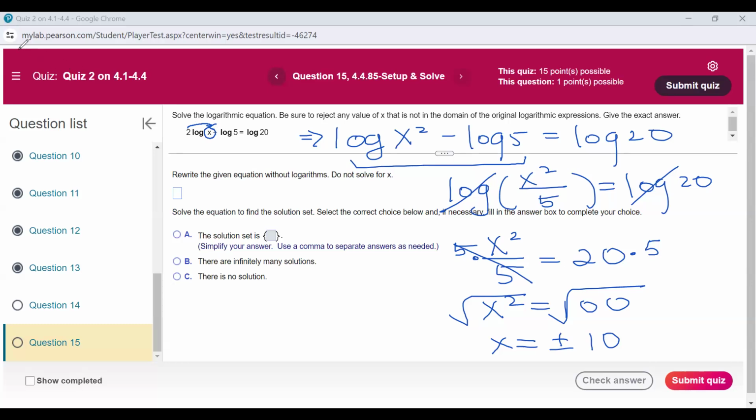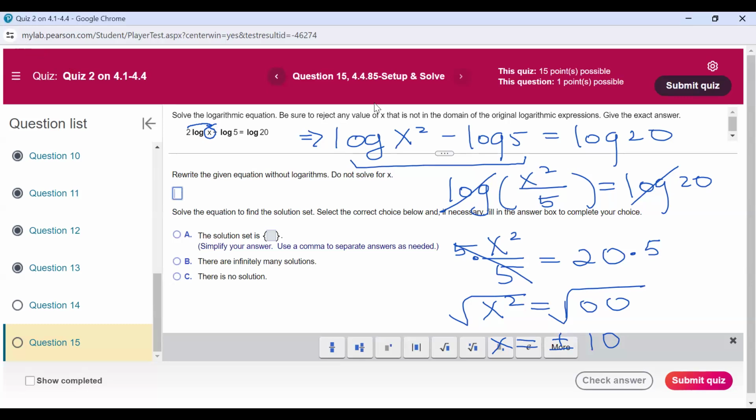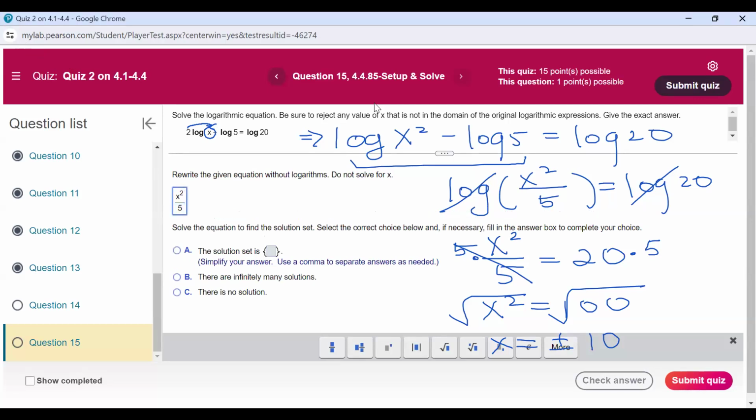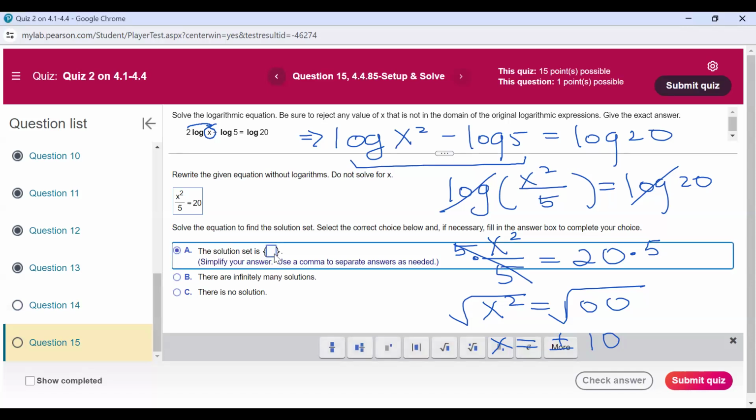And so here, we're going to rewrite this equation without the logarithm. So you would type it in: x squared over 5 equals 20. And then the solution set would be positive 10.